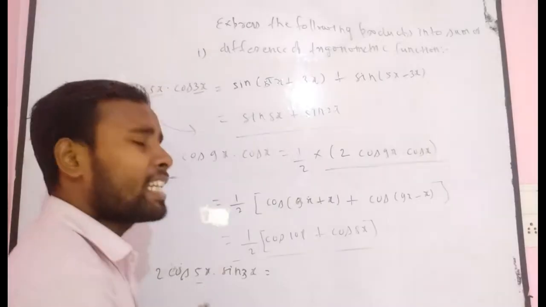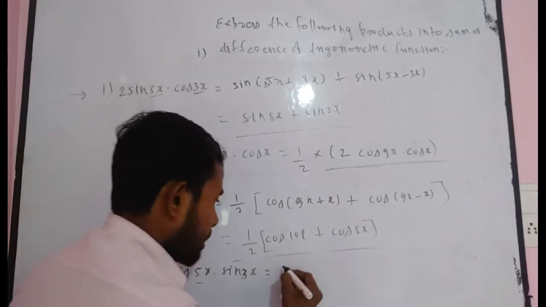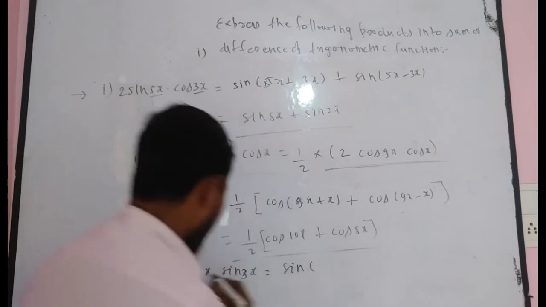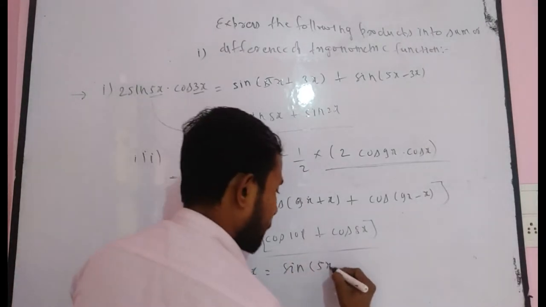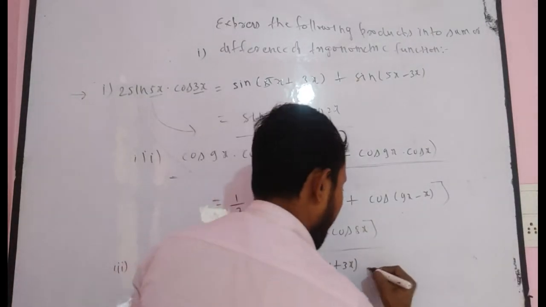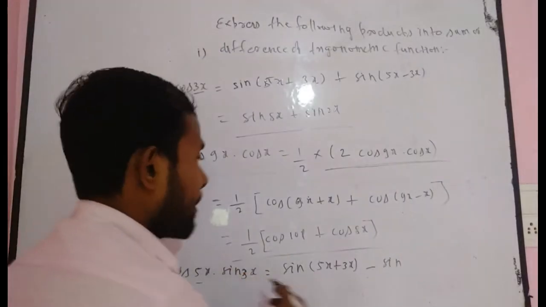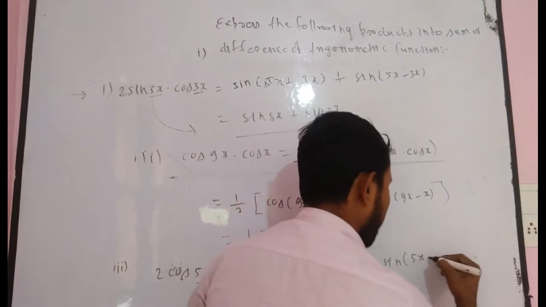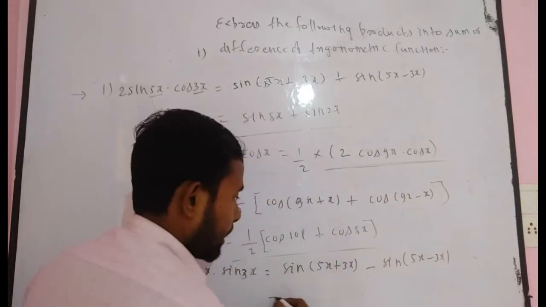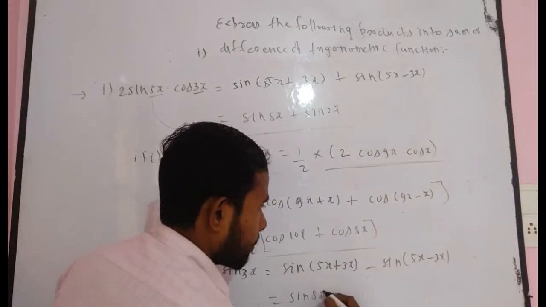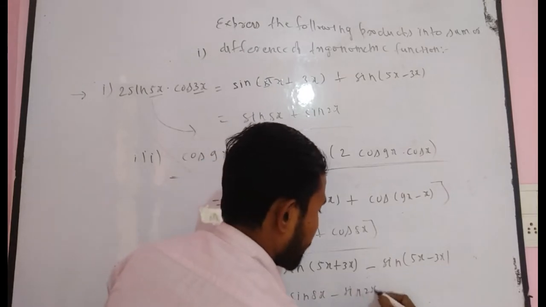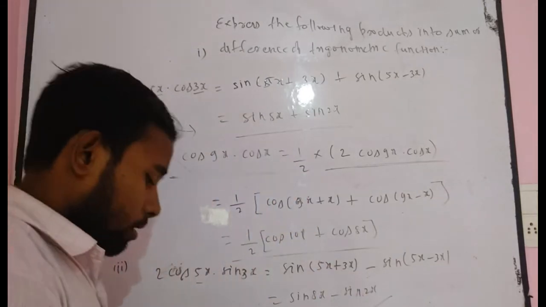2 cos a into sin b will be what? Sin(a plus b), that means 5x plus 3x, minus sin(a minus b), that means 5x minus 3x. Then it will be sin 8x minus sin 2x. It is the third problem.